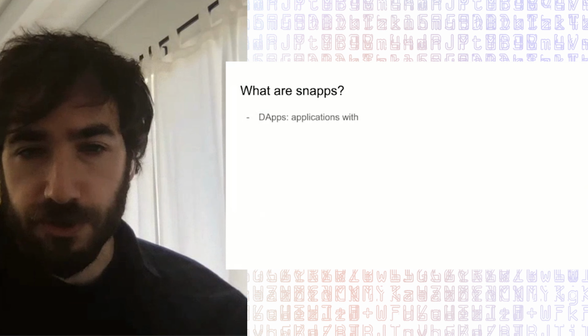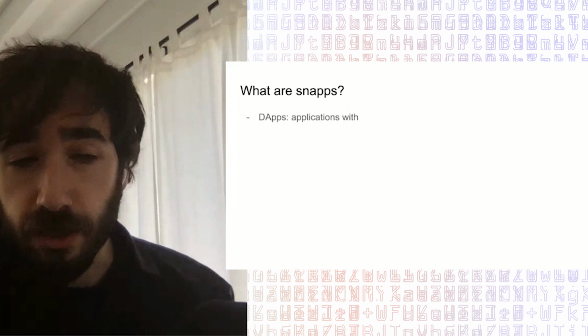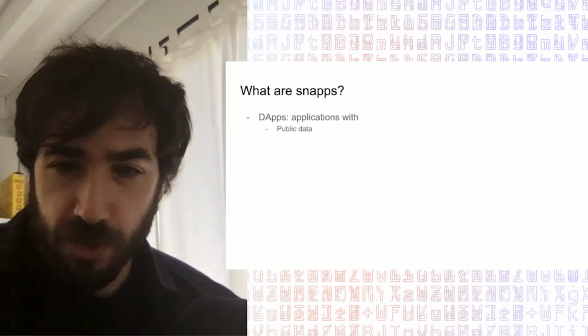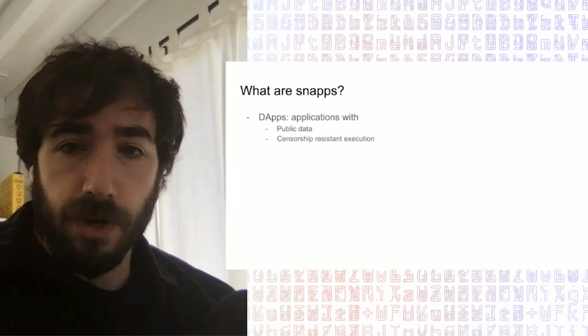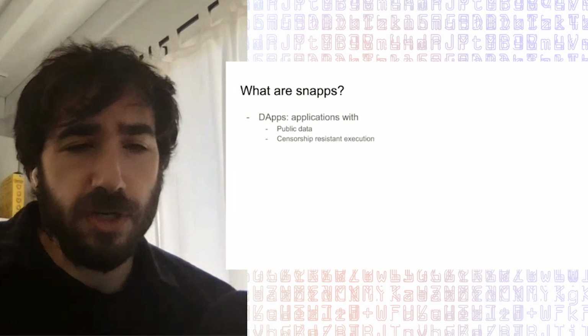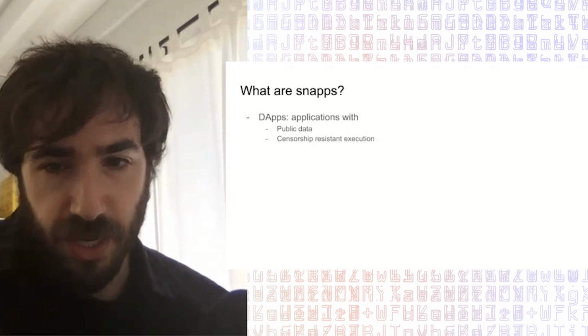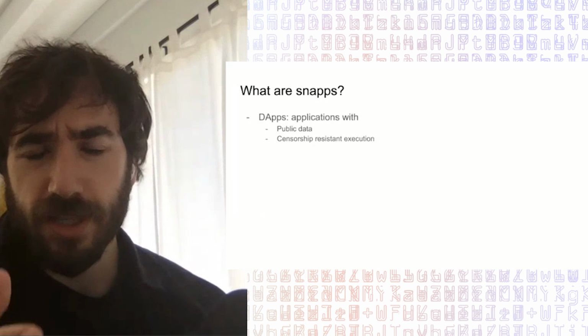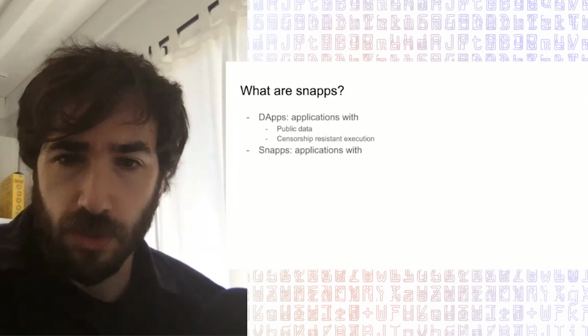So what are snaps? Well, let's first talk dApps. A dApp is an application, that's the app part, with public data, usually, censorship-resistant execution, and that's pretty much it. That's what defines the dApp. The D means decentralized, which I guess refers to the fact that there's censorship-resistant execution, basically.